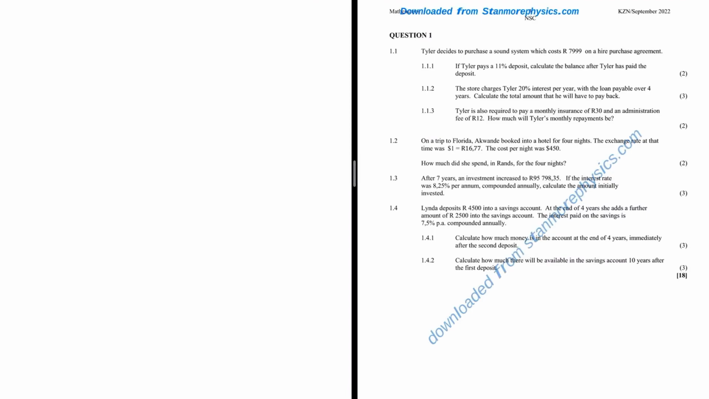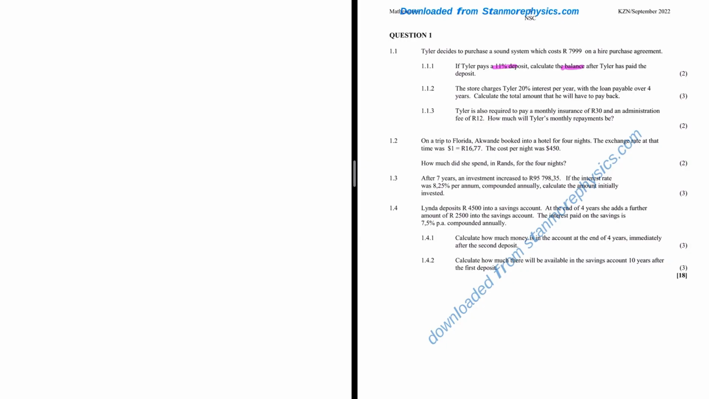Today we're going to take a look at the KZN September 2022 paper. Question number 1. Tyler decides to purchase a sound system which costs 7,999 Rand on a hire purchase agreement. If Tyler pays a 11% deposit, calculate the balance after Tyler has paid that deposit.